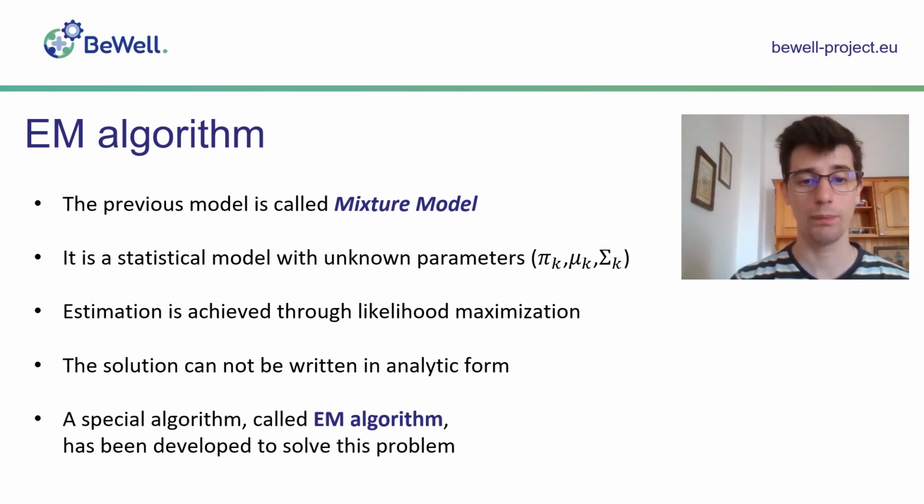Inference regarding the unknown parameters is achieved through likelihood maximization, following the same idea of what we saw at the beginning of this module. However, the problem is definitely more complicated than the simple Gaussian model. Indeed, the solution cannot be written in analytical terms. The problem was unsolvable for many years. Then, a special algorithm called EM algorithm was developed to solve this problem. Details about the estimation process go beyond the goals of this module.